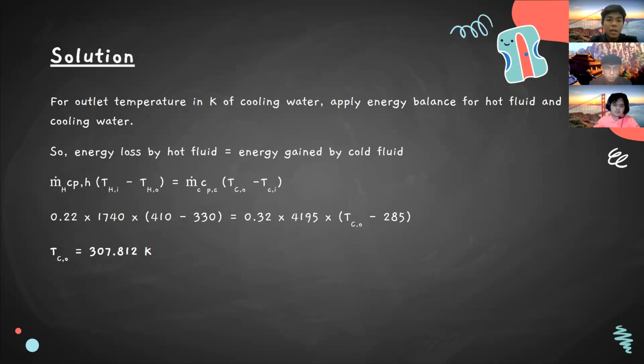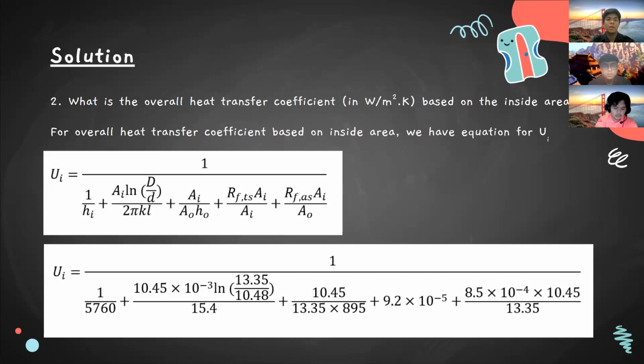So for the outlet temperature in Kelvin of the cooling water, apply energy balance for the hot fluid and cooling water. The energy lost by the hot fluid is equal to the energy gained by the cold fluid, which is m dot c delta T equal to m dot c delta T. After we substitute all the values, lastly we get the T cold at the outlet, which is 303.812 Kelvin.